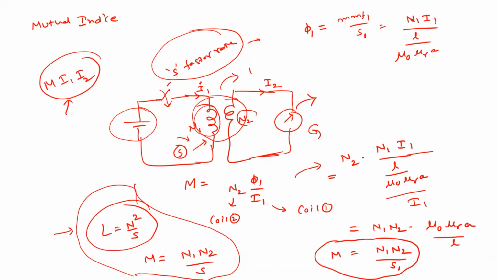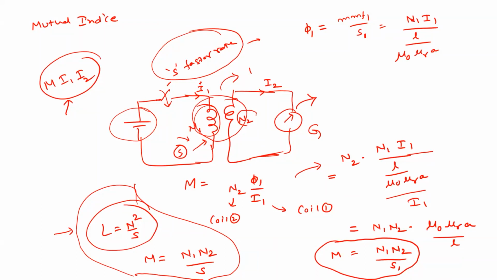So we have half L i square for a single inductor, and for mutual inductance it is M into I1, I2. Is that clear?